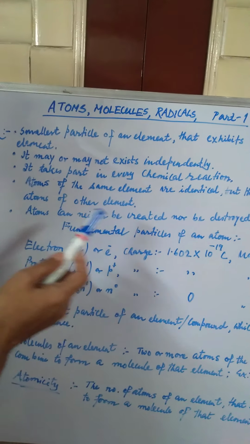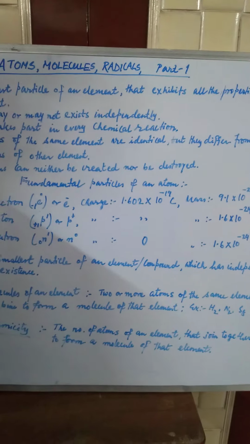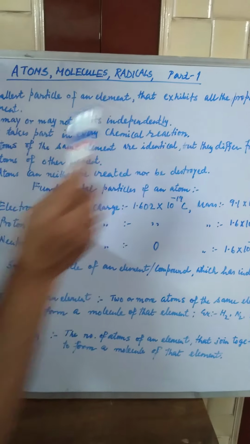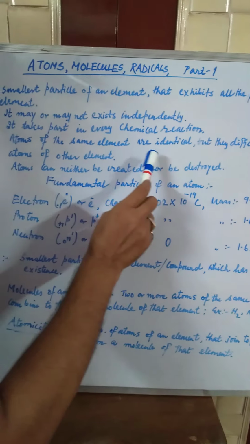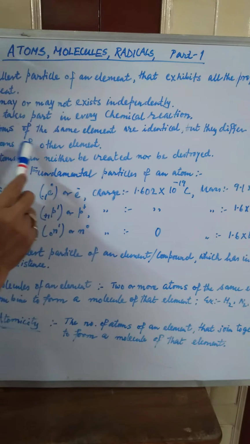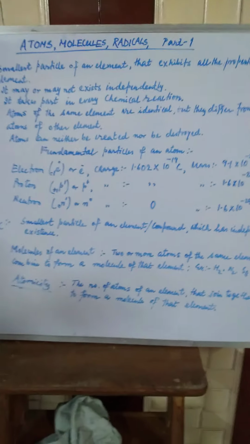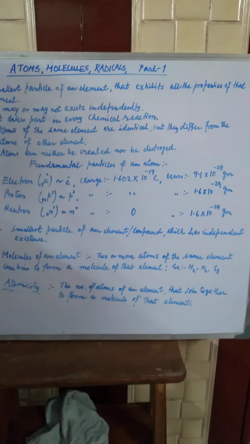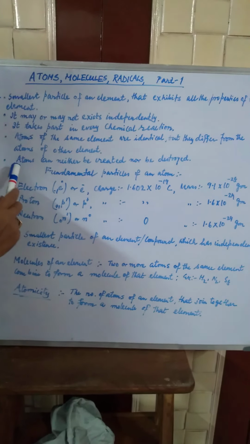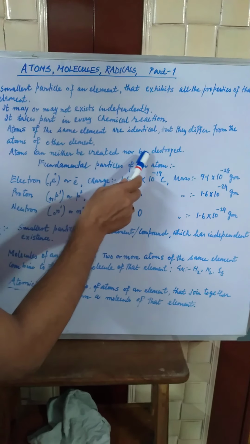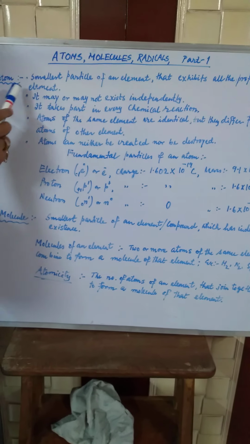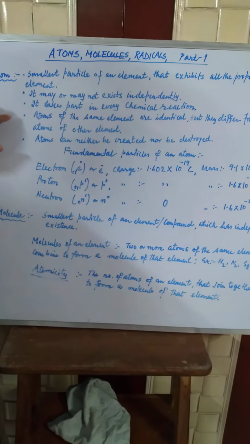As I discussed with the example of iron and zinc, atoms of the same element are identical. Atoms of sodium are identical, but they differ from the atoms of other elements. An atom of sodium is different from an atom of iron. Next point is that atoms can neither be created nor be destroyed. These are actually points proposed by the English scientist John Dalton. In the year 1808, he proposed the atomic theory, which is known as John Dalton's atomic theory.